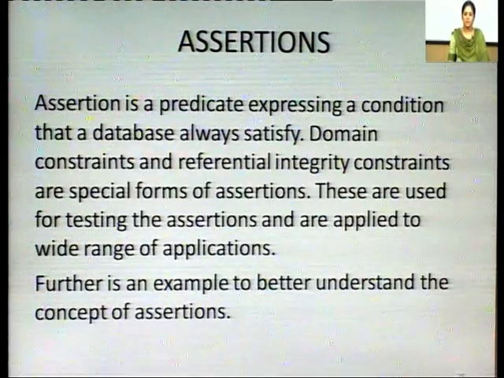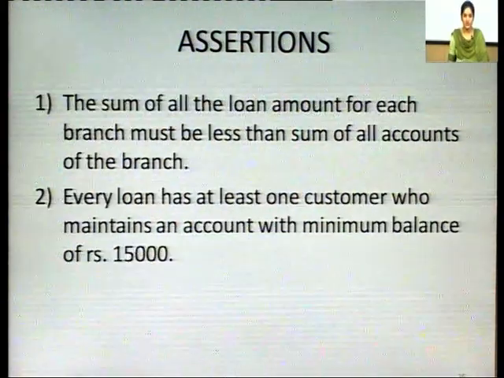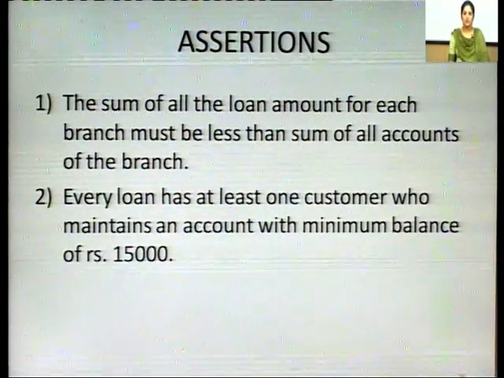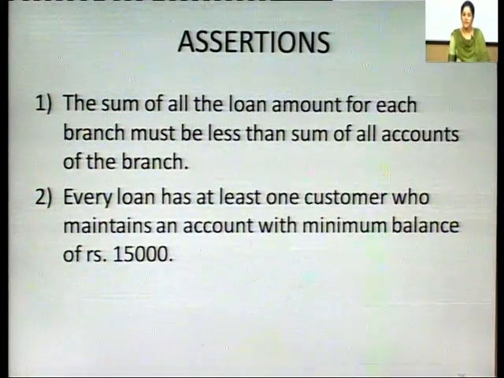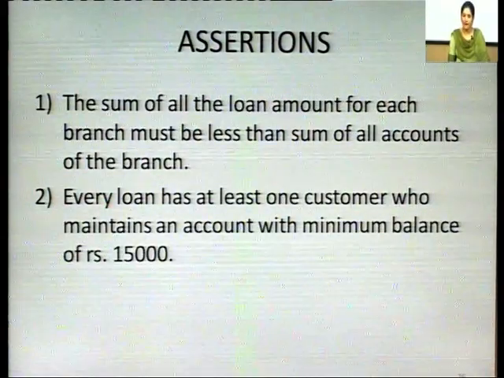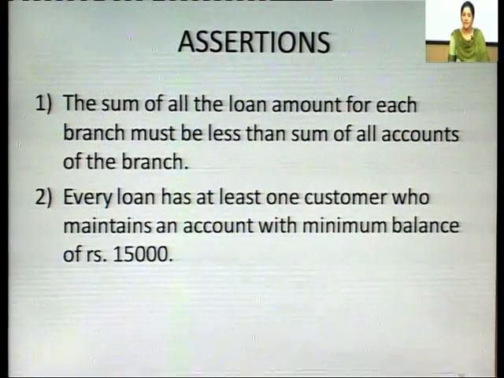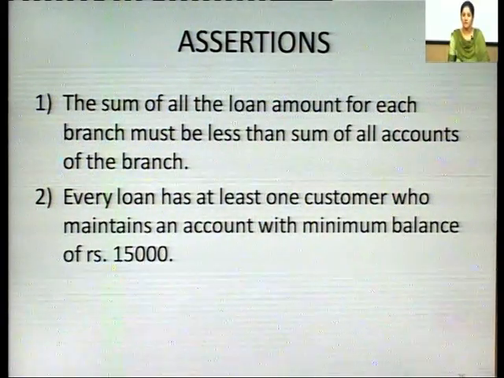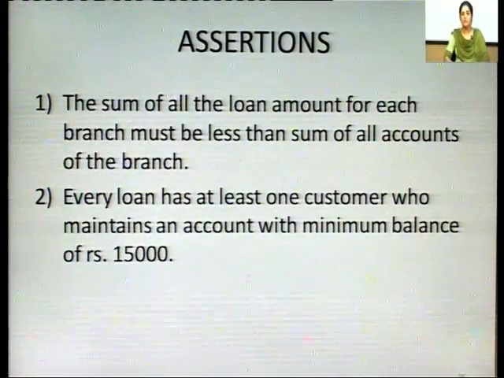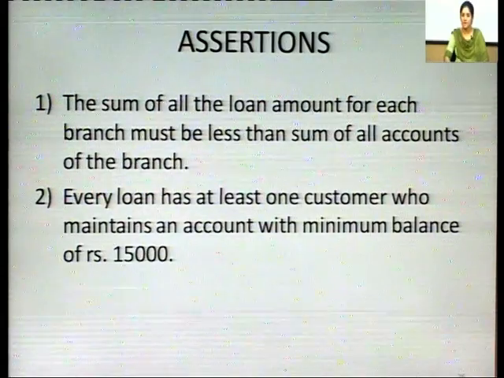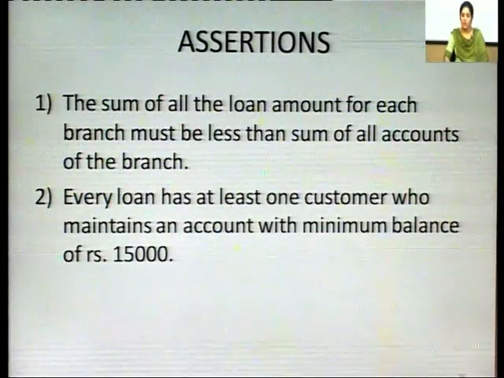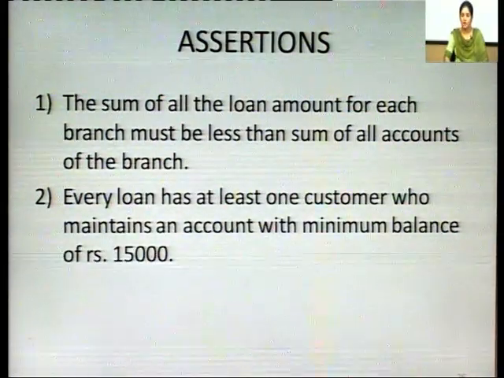Further, we have an example to better understand the concept of assertions. For example, the sum of all the loan amounts for each branch must be less than the sum of all accounts of the branch, and the second condition is every loan has at least one customer who maintains an account with a minimum balance of rupees 15,000. So these are two basic conditions applied on a bank. The first condition is that the sum of loan amounts should be less than the accounts of the branch, and the other is that whenever a person applies for a loan, the minimum balance of his account should be 15,000.